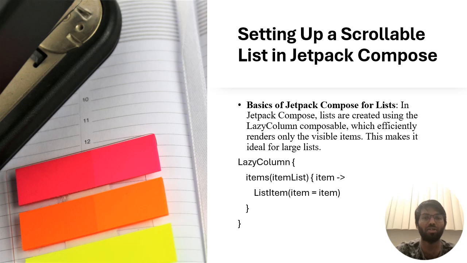Setting up a scrollable list in Jetpack Compose. Basics of Jetpack Compose for lists. Lists are created using the LazyColumn composable, which efficiently renders only the visible items. The syntax for LazyColumn is items(itemList) { item -> ... }.